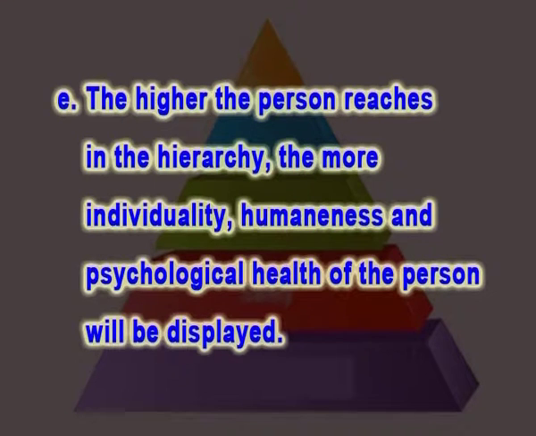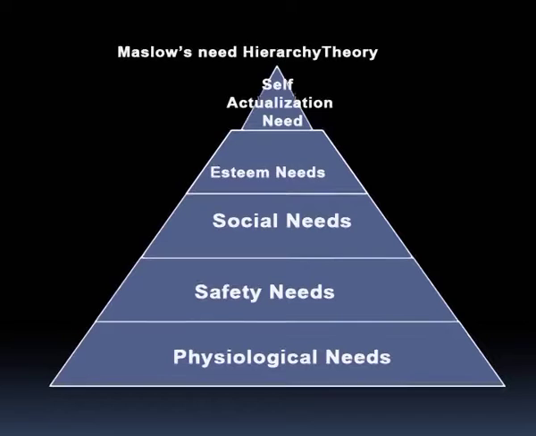The higher the person reaches in the hierarchy, the more individuality, humanness and psychological health of a person will be displayed. Maslow's need hierarchy theory divides the human needs into 5 levels as shown in the figure. Let us discuss each of the needs in Maslow's need hierarchy theory one by one.